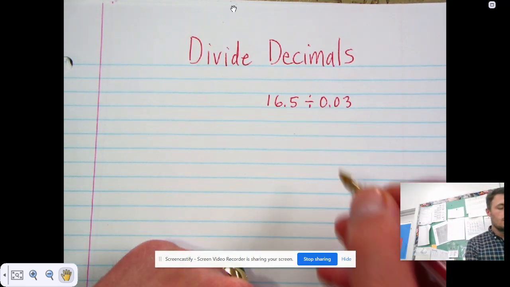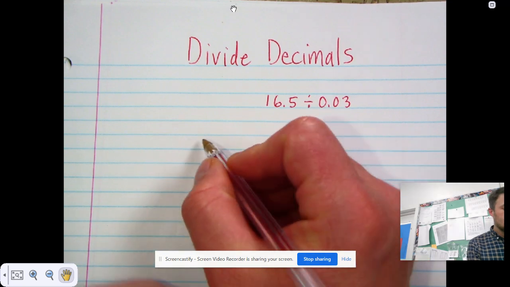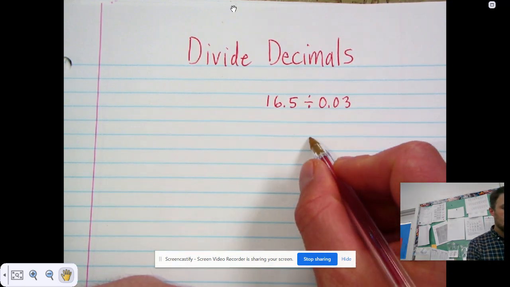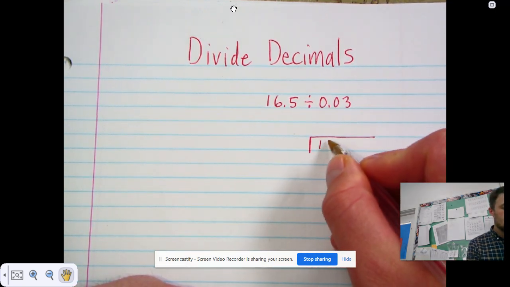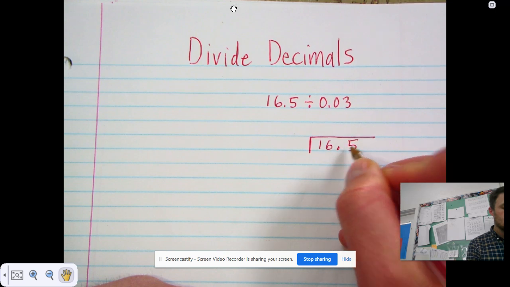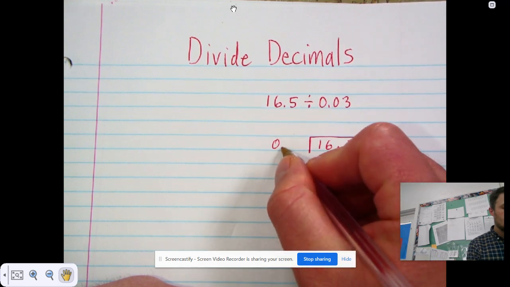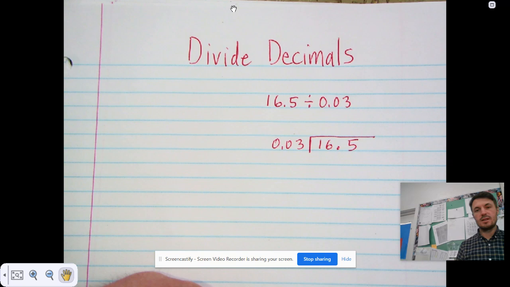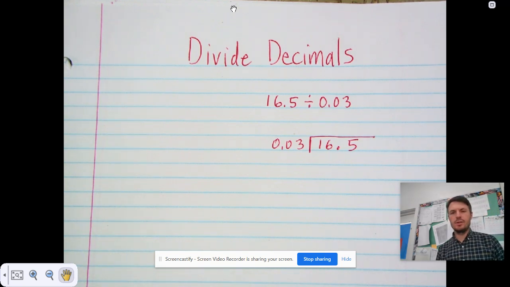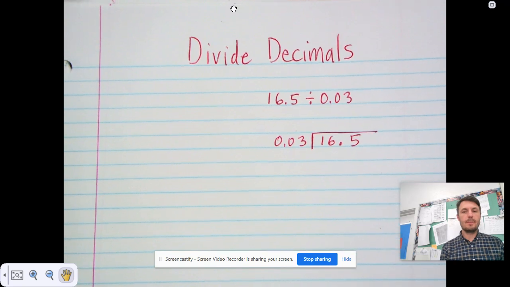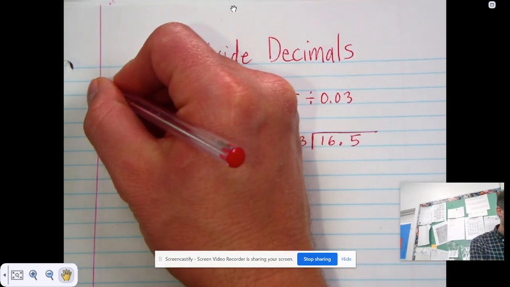Okay, well, 16 and 5/10 is the dividend, so it goes inside the house, and 3/100 is the divisor, so it goes outside the house. Now we just have to follow some steps, and we're going to go through those steps one at a time.